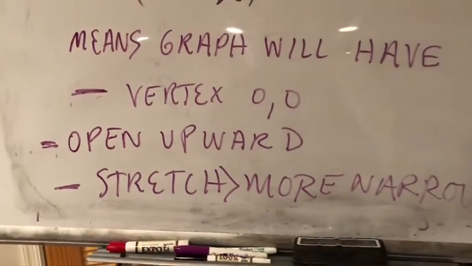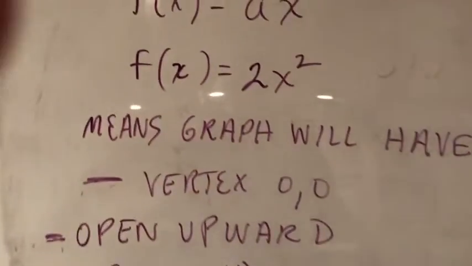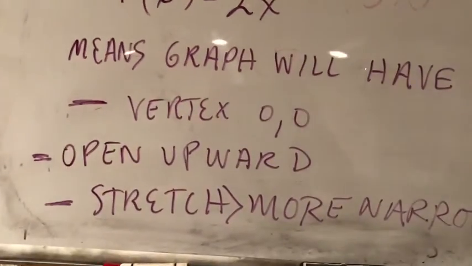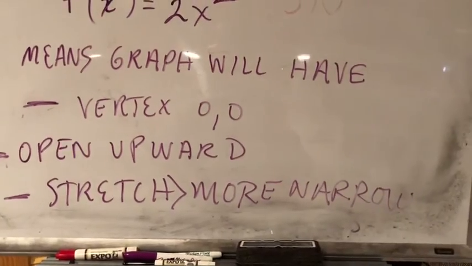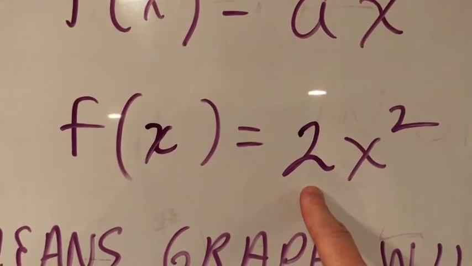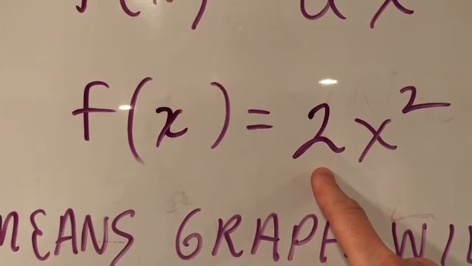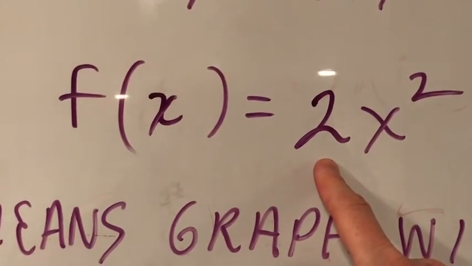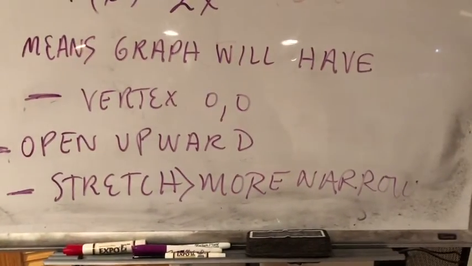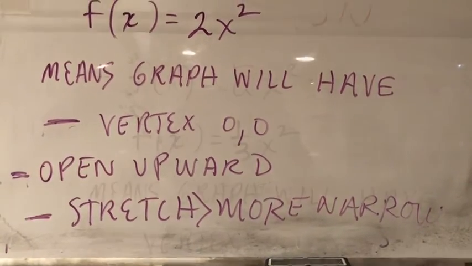Minimum point, because the graph is going to open upward. Since the A is positive, the graph will open upward. And then last but not least, since the A is greater than 0 and greater than 1, those two things mean that the graph will, 1, open upward, and 2, it's going to stretch or be more narrow than our parent graph.